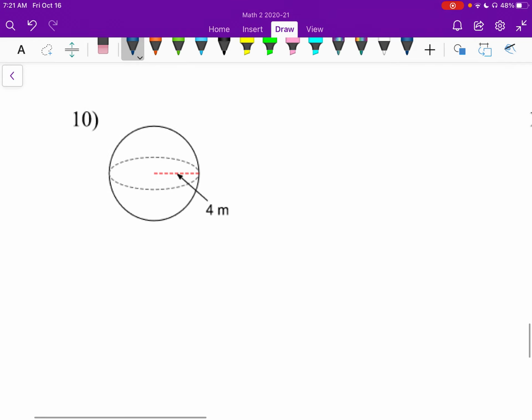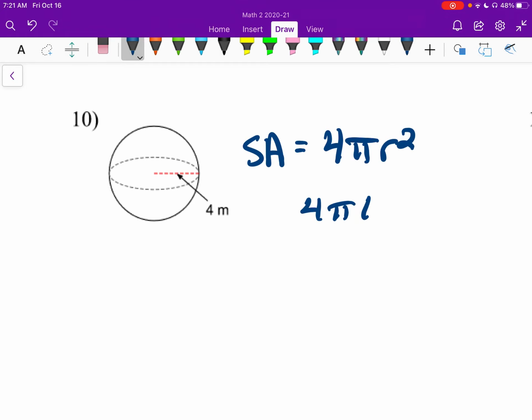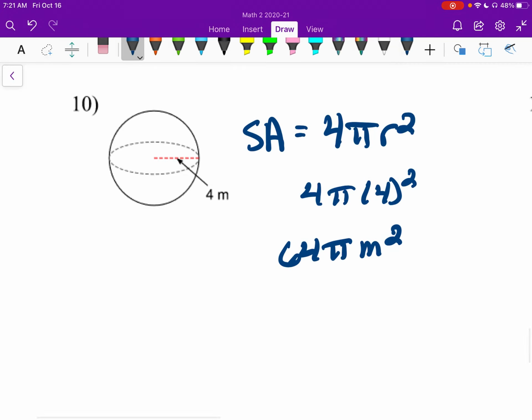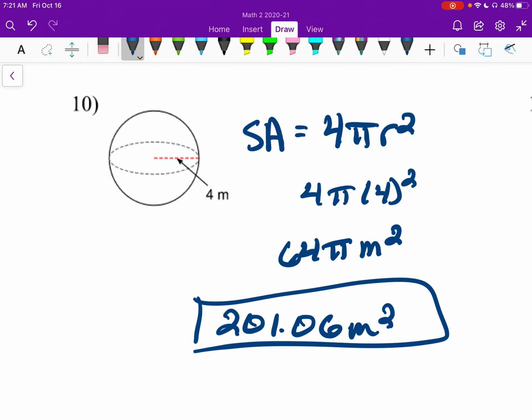Okay, number 10, here we have a sphere. Surface area of a sphere is 4 pi r squared. So really easy to plug in. 4 pi 4 squared. What is 4 squared? That's 16, so 64 pi meters squared. So that would be in terms of pi. And then if we multiply that out, we get 201.06 meters squared. The only thing confusing about the sphere problems is that sometimes it will give you the diameter, right? You got to make sure that it does not go all the way across there. You want it to just go across half.